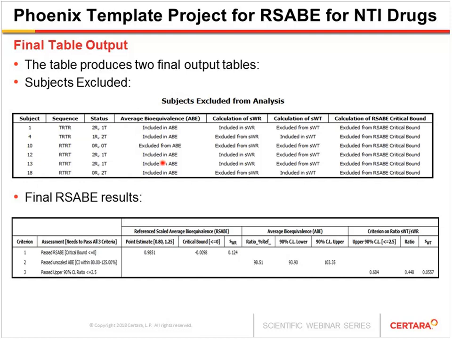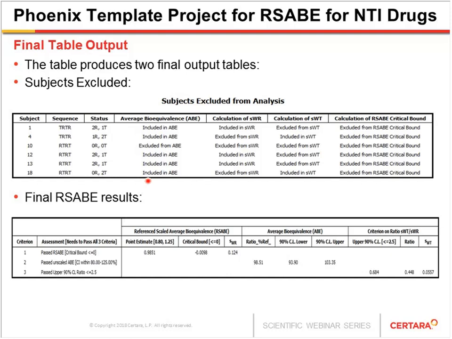Another brief example, subject 10 here had no data available for either period, so they were excluded basically from everything: ABE, SWR computations, and the critical bound. So a full listing of any subject exclusions is provided by the template.